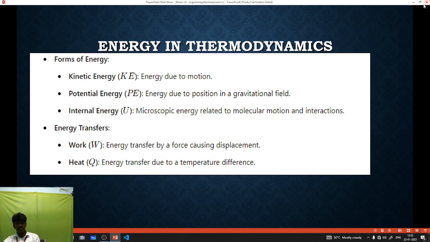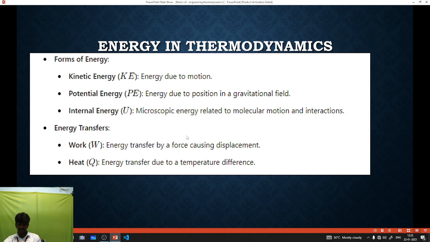Energy in thermodynamics. Forms of energy: kinetic energy, potential energy, internal energy. Kinetic energy is energy due to motion. Whenever the molecules are in movement, it is kinetic energy. Potential energy means energy due to position in a gravitational field. Internal energy is a combination of kinetic, potential, chemical and pressure energies. This combination is called internal energy, the microscopic energy related to molecular motion and interactions.